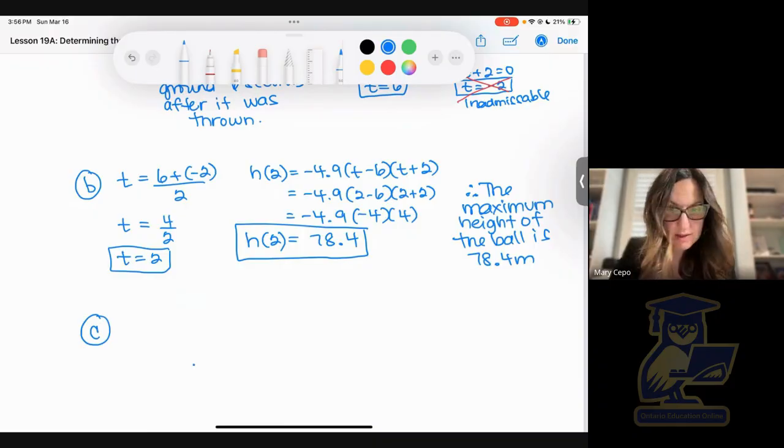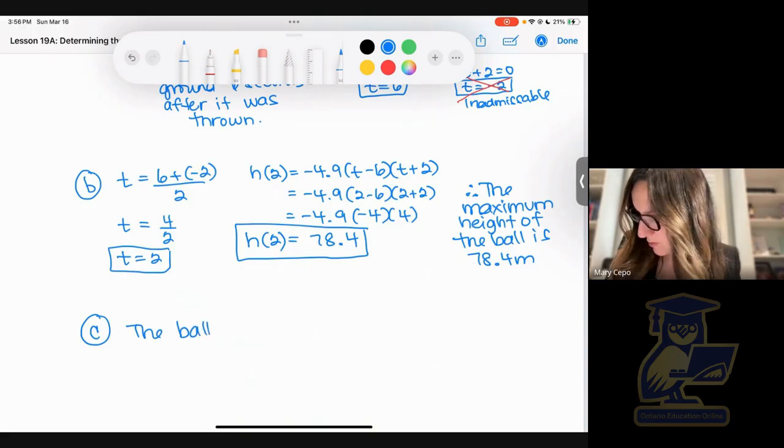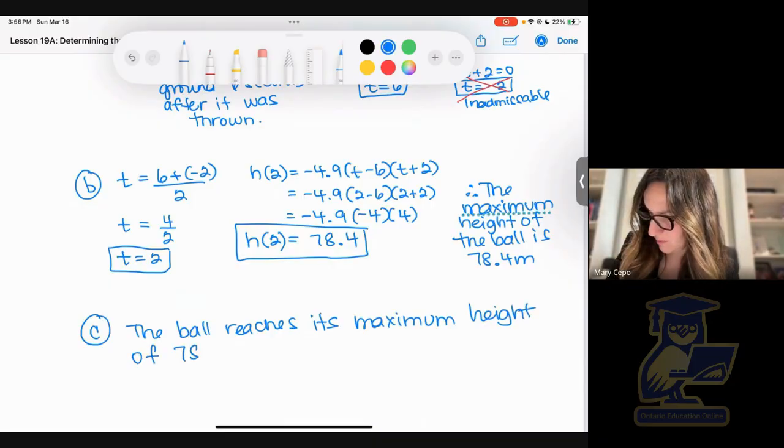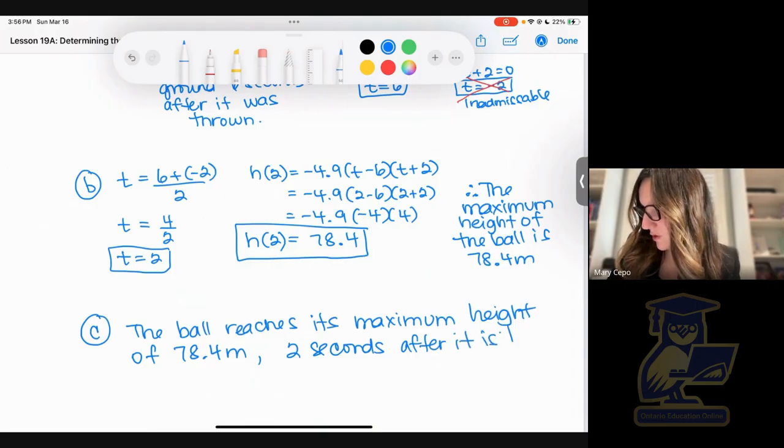And then C asks us, when does the ball reach its maximum height? We already know that it's at t equals 2. So the ball reaches its maximum height of 78.4 meters 2 seconds after it is thrown.